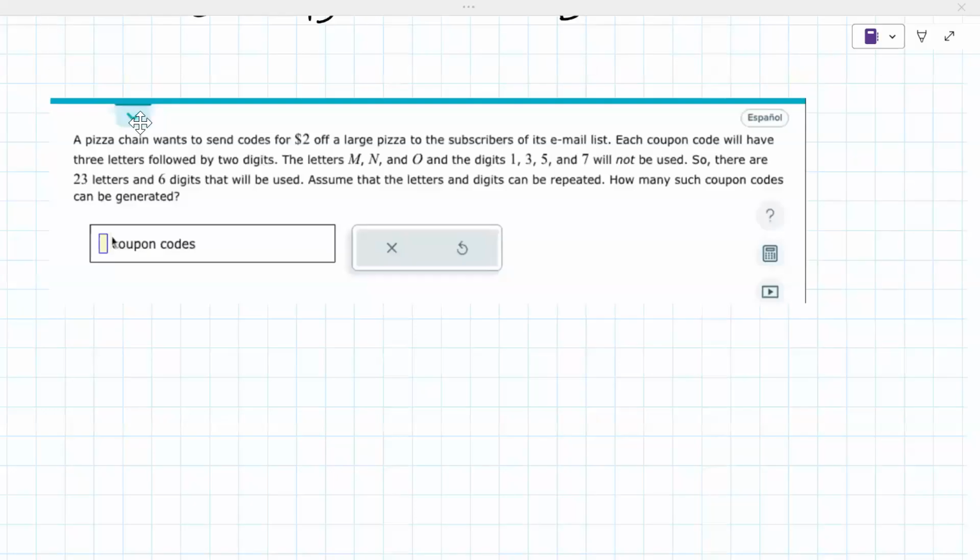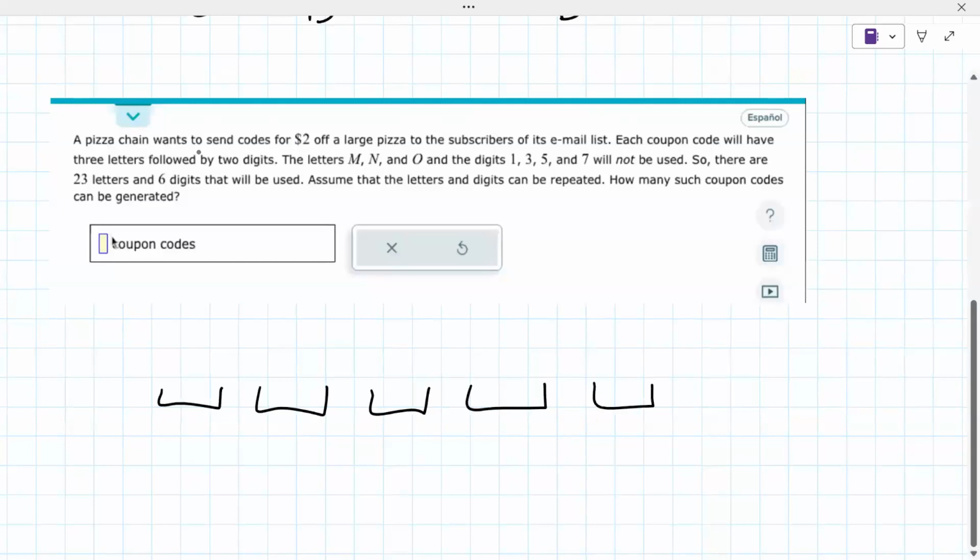Okay, so it says your pizza chain wants to send codes for a coupon off a large pizza. Each coupon will have 3 letters followed by 2 digits. So letter, letter, letter, digit, digit. So they're telling me what will not be used. There's 26 letters minus 3 for M, N, and O. So that's 23 letters. And then there's 10 digits, but they're saying 1, 3, 5, and 7 will not be used. So that means there's 6 total. And they actually tell you that. I didn't even need to do that. But that's where that comes from.